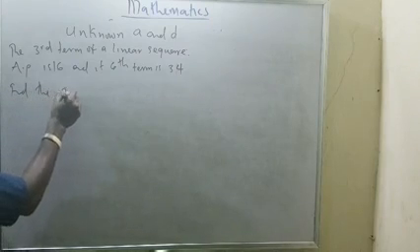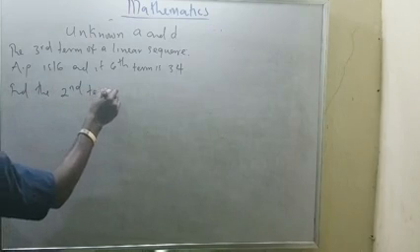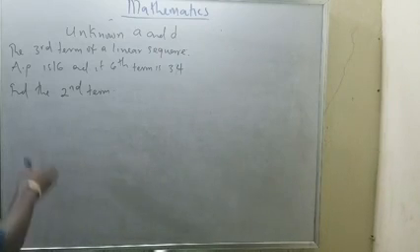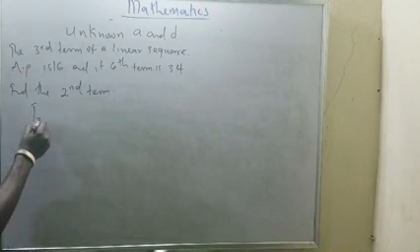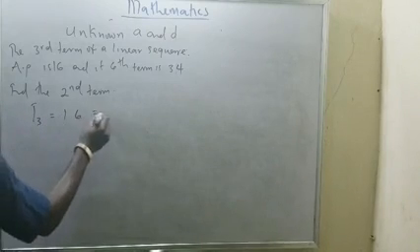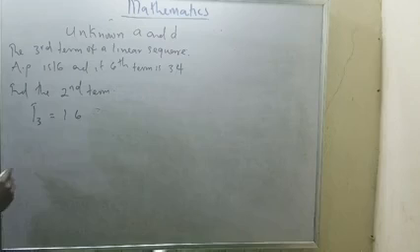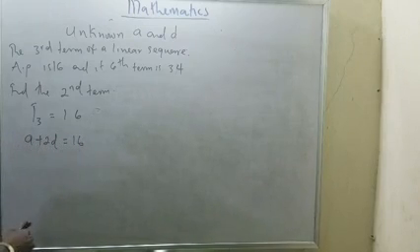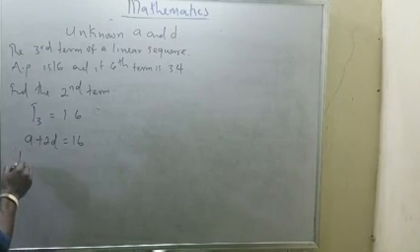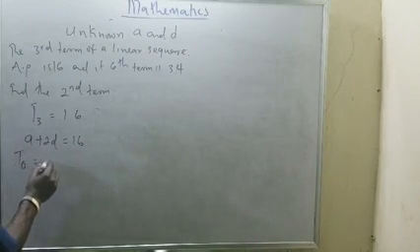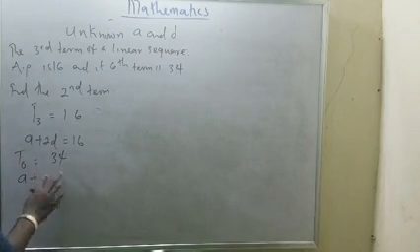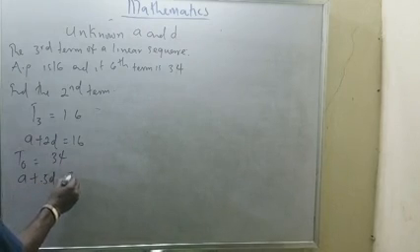Find the second term. Now I don't need to stress myself here. The third term of the linear sequence is 16. It means my T3 is 16, which implies a plus 2d equals 16. And the sixth term, T6, equals 34. It means a plus 5d equals 34.